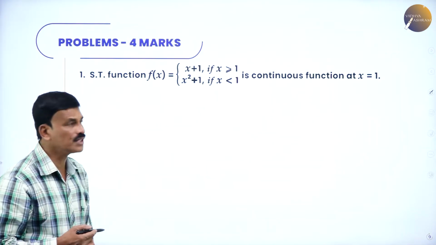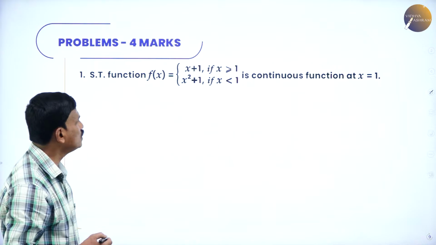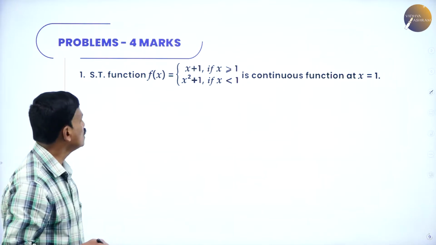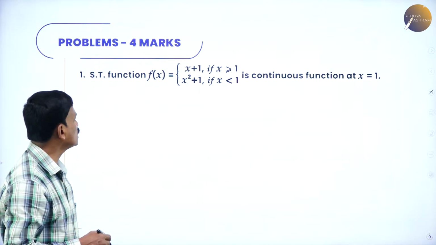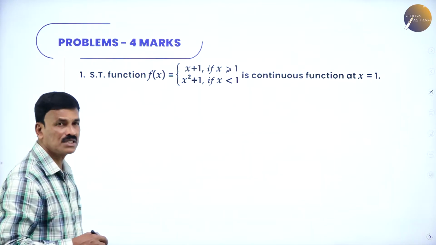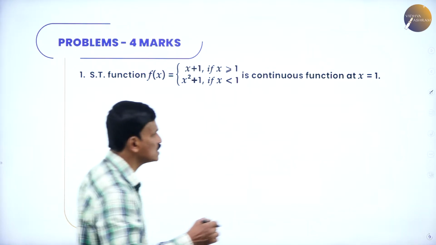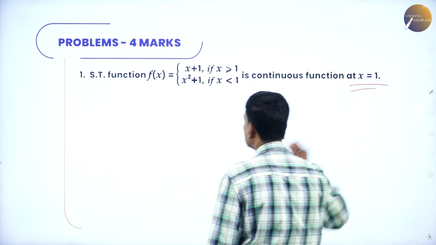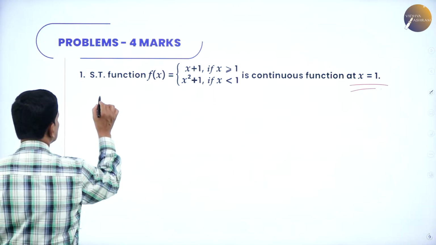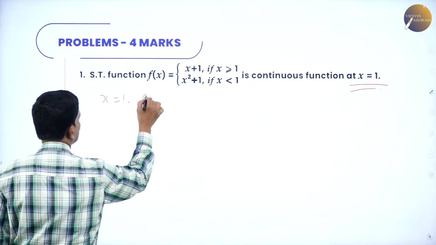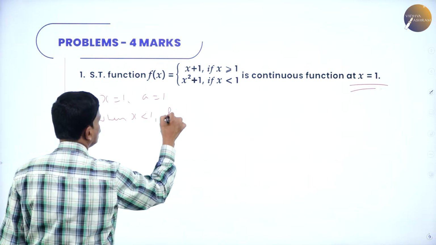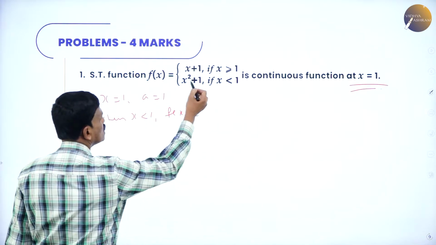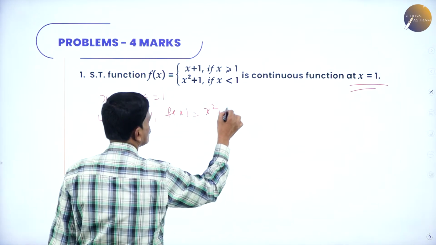Now let us discuss the important problems on this. These are very important types of problems for the point of examination, for 4 marks. Now show that the function f of x is equal to x plus 1 if x is greater than or equal to 1, x square plus 1 if x is less than 1, is continuous at x is equal to 1. What is given? x is equal to 1 means the value of a is equal to 1. When x is less than 1, f of x is x square plus 1.